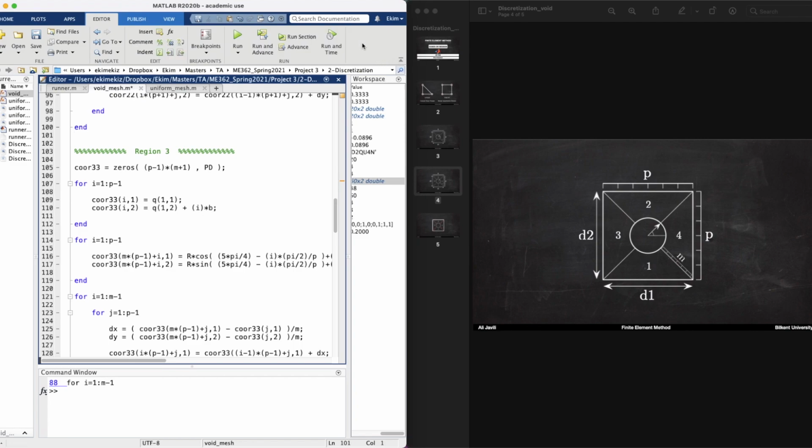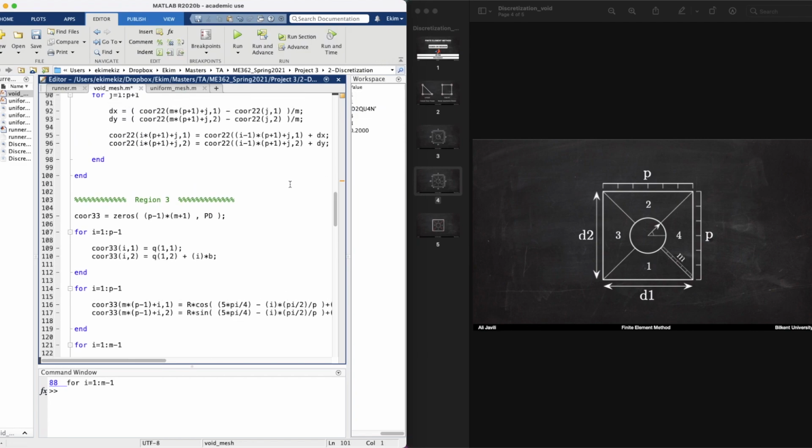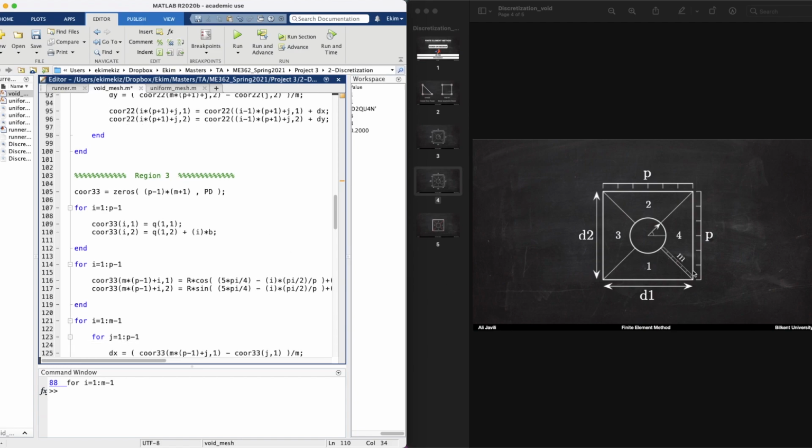So there are little differences in region 3 and 4, and the first one is our number of nodes. As we discussed in the beginning, they should be p minus 1 times m plus 1, right? Because we don't have the diagonal nodes anymore. And that is mostly what is different. Also, we were going from left to right in region 1 and 2 in our node generation. Now we're going from bottom to top.